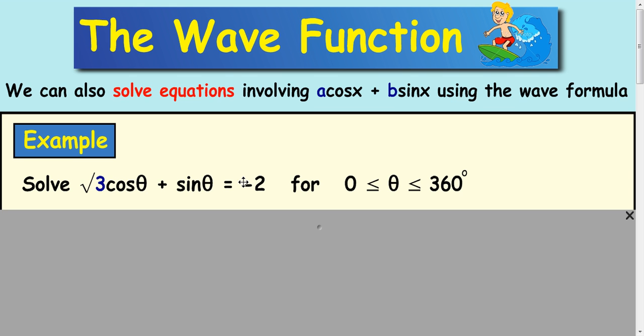If you see an equation like this, with a cos plus a sine or a takeaway, you should be thinking wave function. Quite often the questions lead you into it. They'll say write it in the form k cos x minus alpha or so on. Sometimes they won't, and you have to be able to do it yourself.